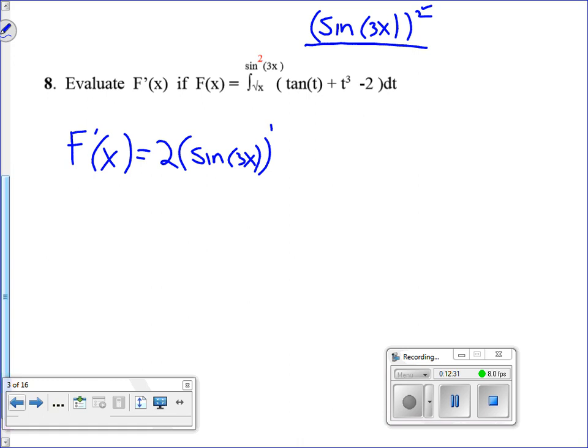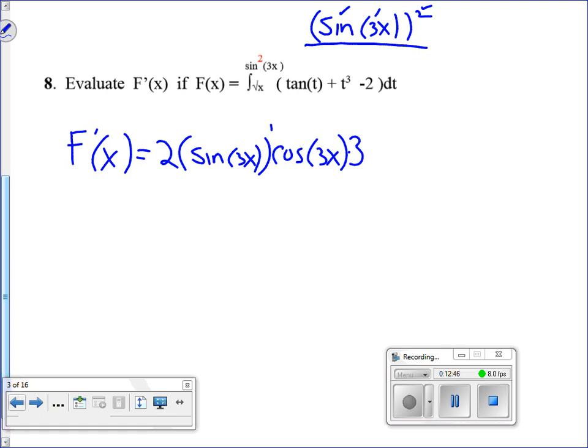The next function in is the sine. The derivative of the sine of an angle is cosine of that angle. Then you got to multiply by the derivative of the innermost function, which is 3. So all that is derivative of upper.